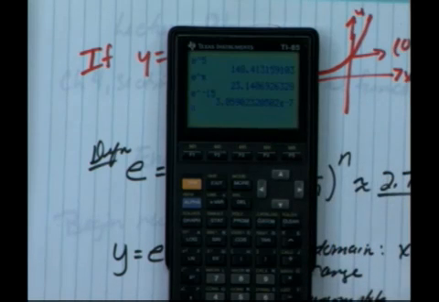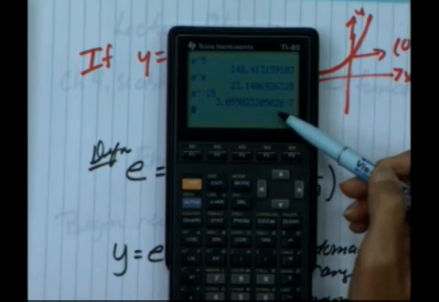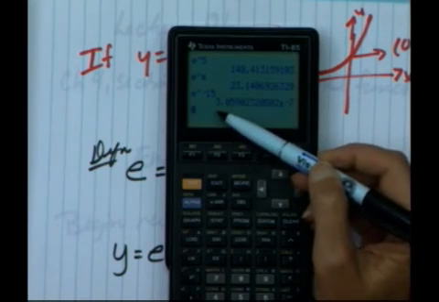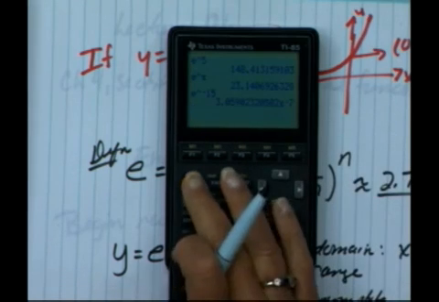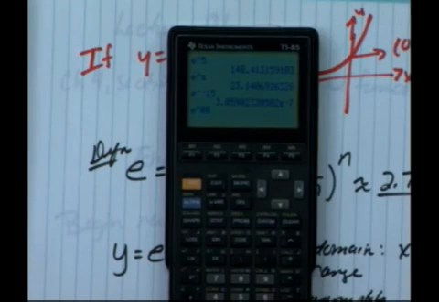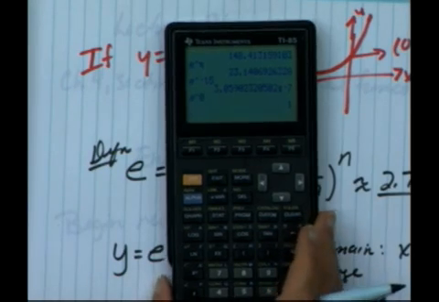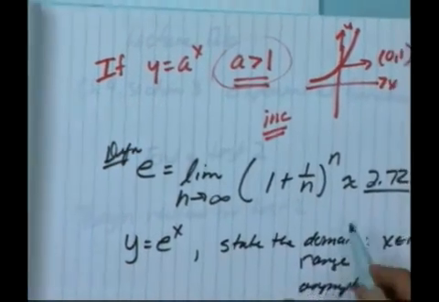That's 1 over like 2.7 raised to the 15th. So that's a very small number. That little e to the minus 7 means move your decimal 7 places to the left. And of course, e to the 0, you already know what that is. E to the 0 is 1. So you've got all real numbers. What is your range, everybody?